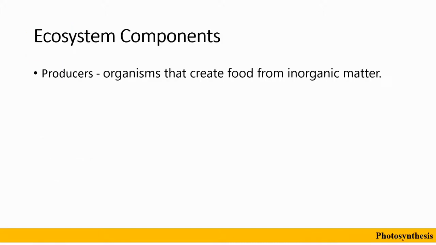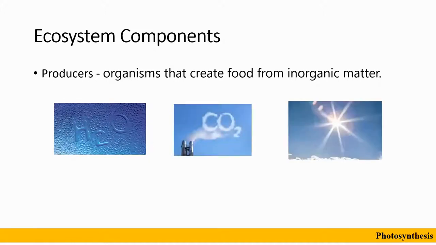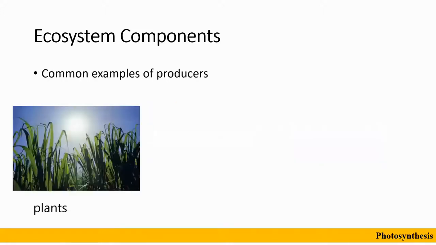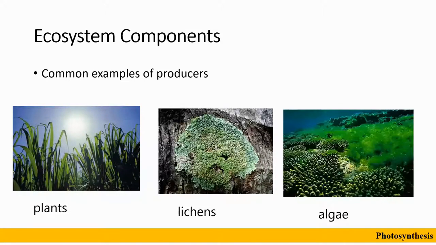So producers form parts of the ecosystem, and they are organisms that create food from inorganic matter like water, carbon dioxide, and sunlight. And they are also referred to as autotrophs in the sense that they provide their own food. Examples of producers include plants, lichens, and the algae.